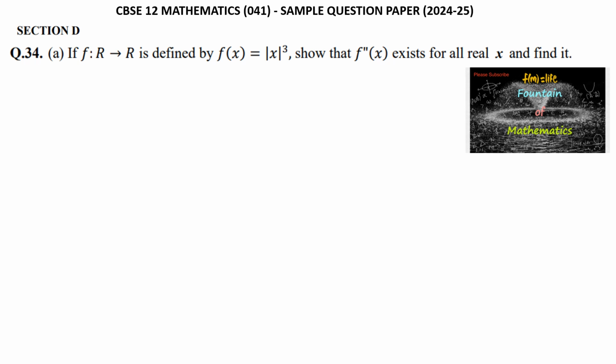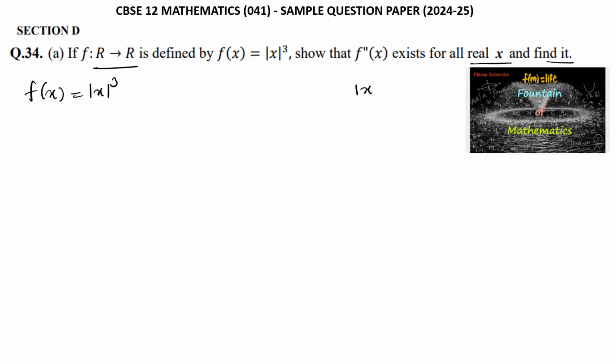Given function f from R to R, real numbers to real numbers, defined by f of x is equal to mod x whole power 3. We need to show that f double dash of x, that is the second order derivative of the function f, exists for every real number, and we need to find it.